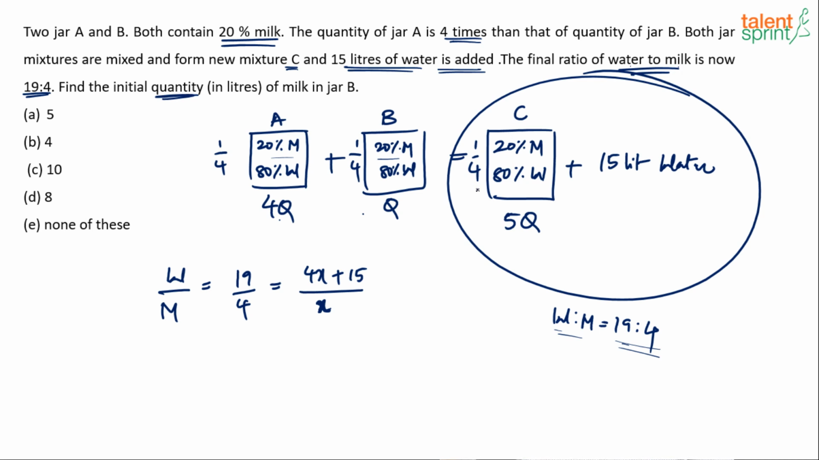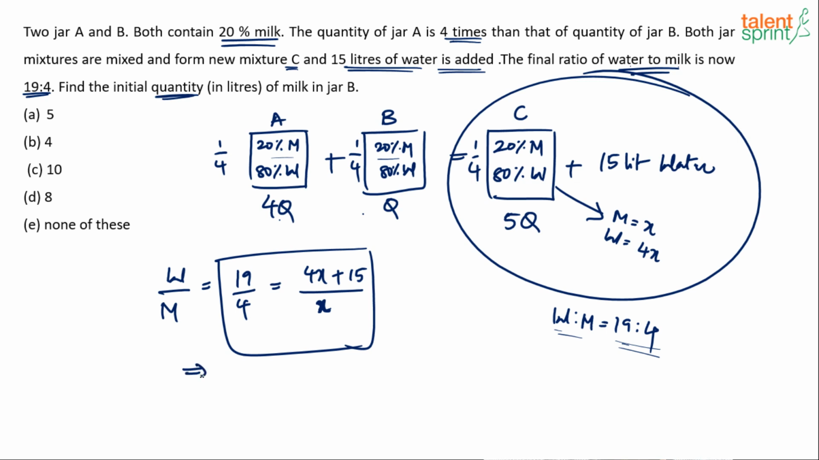You cannot take X and X for each of A, B and C. Let's assume in C the milk is equal to X. Water will be equal to 4X, because the ratio is 20:80, right? 20:80 is 1:4. That's what we've got here. X and 4X is 1:4. So finally, in this final mixture, how much is milk? X liters milk. 4X liters water plus 15 liters water. That is equal to 19:4. Solve for X now. That's it.